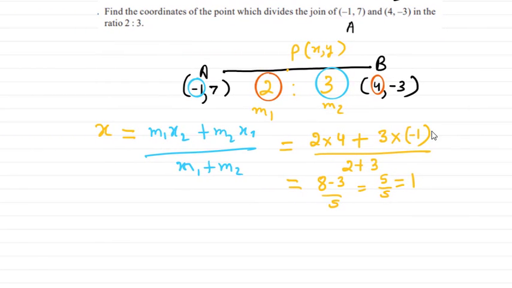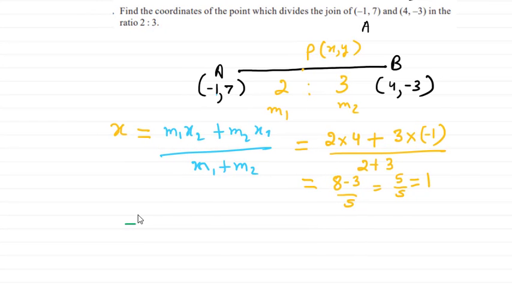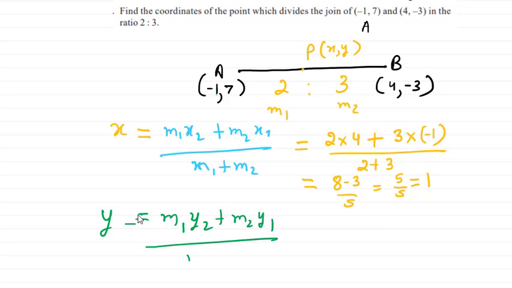Now we need to find the y coordinate. To find the y coordinate, in the place of x1 we are going to put y1. So the formula for y will be m1 y2 plus m2 y1 divided by m1 plus m2.